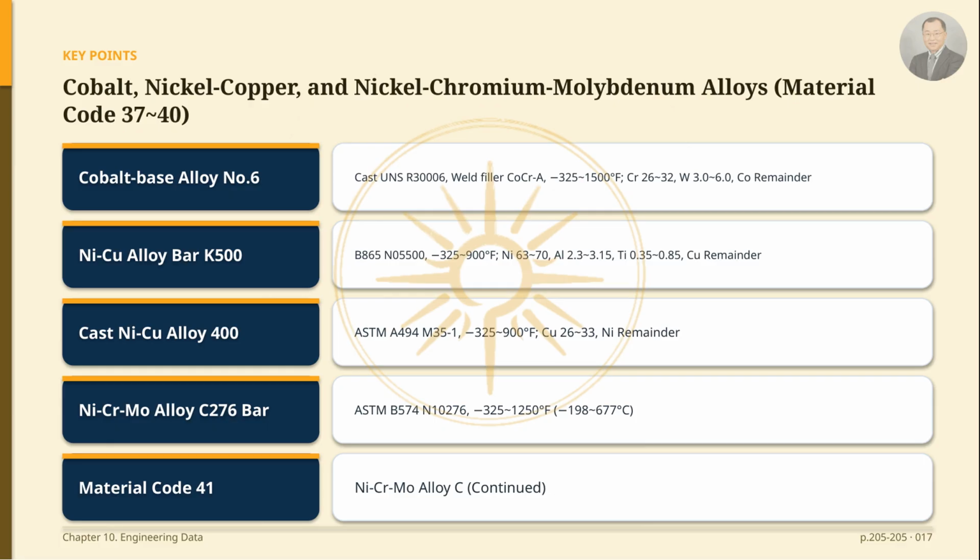Material code 40 NIRMO alloy C276 bar is ASTM B574 grade N10276, a high corrosion-resistant alloy that withstands -325 to 1,250 degrees Fahrenheit, -198 to 677 degrees Celsius, which leads into material code 41, NIRMO alloy C.